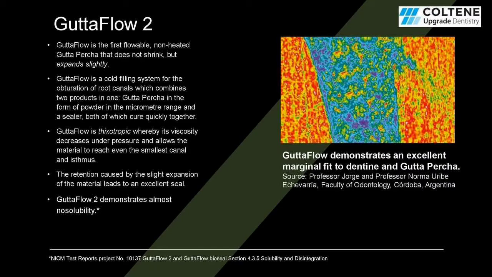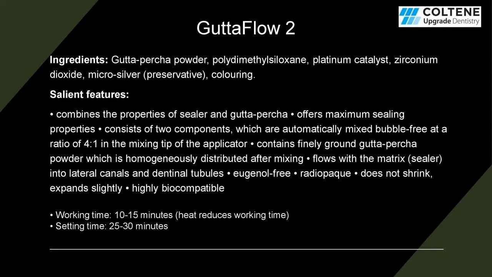And the slight expansion that it has increases the retention of the material in the canal beautifully. In this slide, we'll talk about the different ingredients of Gutta Flow 2, beginning with the gutta percha powder, the polydimethylsiloxane that has been in use since Roeko Seal, the platinum catalyst, zirconium dioxide, and the micro silver, which is used as a preservative. The silicone features are described in the slide. The most important of it being that it is highly biocompatible and eugenol free. The disadvantages of eugenol are known to all of us. The property that it does not shrink but expands slightly is used very beautifully and improves the retention of the material.